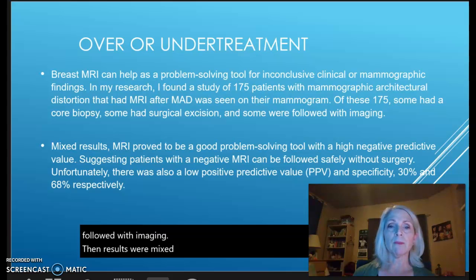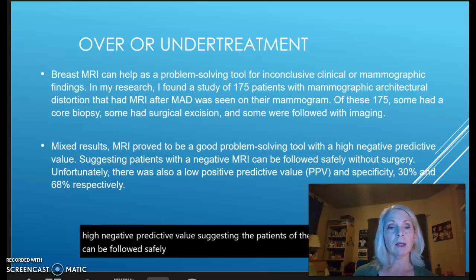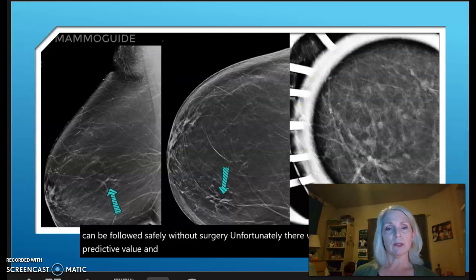MRI proved to be a good problem-solving tool with a high negative predictive value, suggesting that patients with a negative breast MRI can be followed safely without surgery. Unfortunately, there was a low positive predictive value and specificity, 30 and 67% respectively.